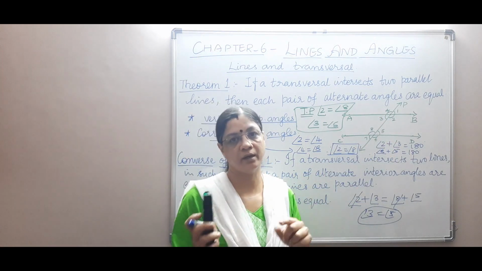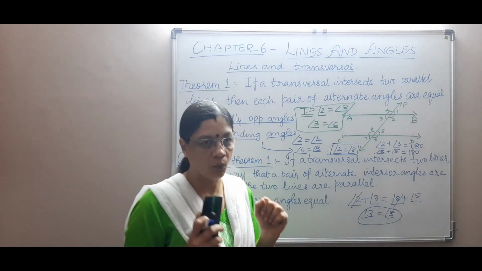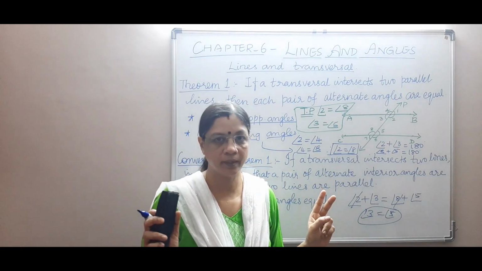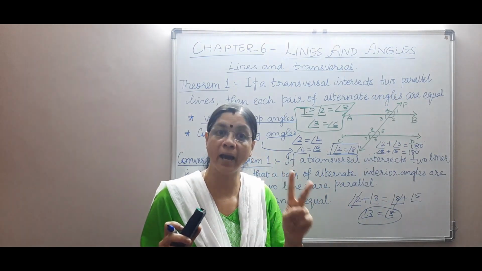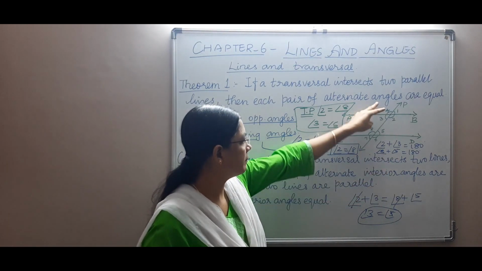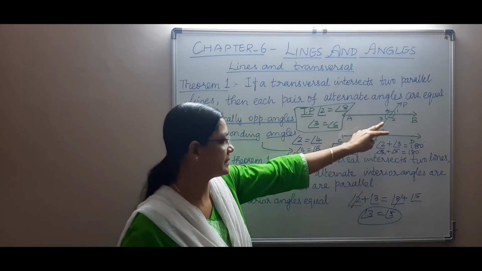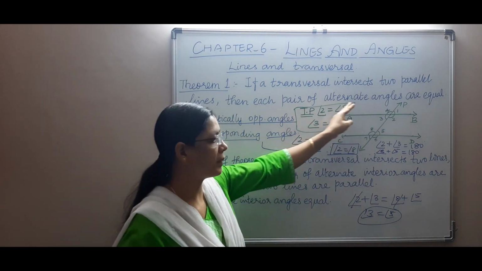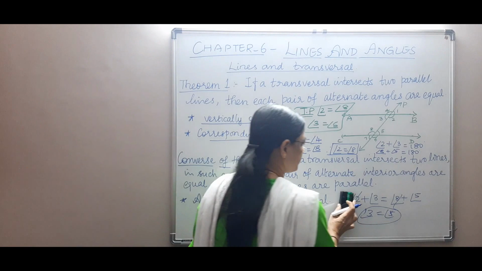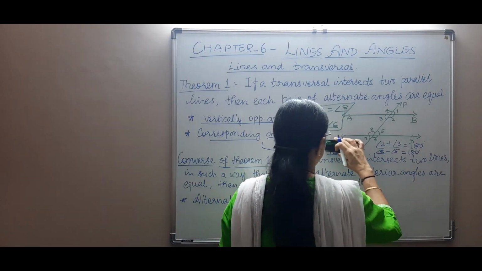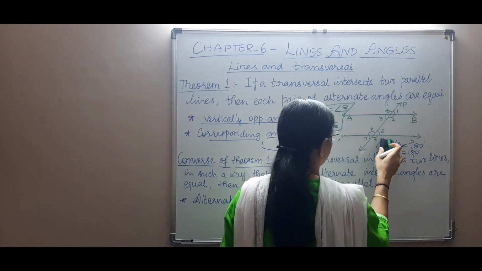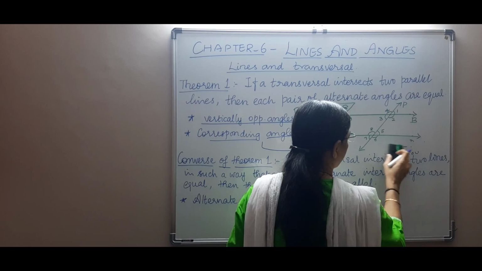So, alternate interior angles are also equal when a transversal intersects two parallel lines. Do you understand? The lines have to be parallel for the transversal to intersect them, and then only will you have a pair of alternate angles equal. Do you understand? That is how we prove it. So now we know that alternate angles are equal when a transversal cuts two parallel lines, isn't it?